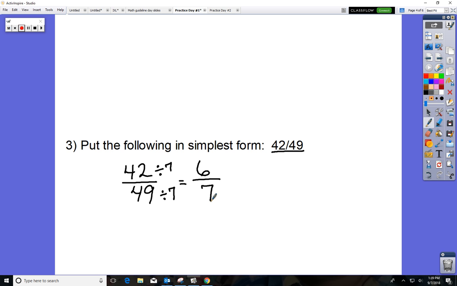So, in this case, the only factor these two numbers have in common is 1. So that means that this is in simplest form. I can't make those numbers any smaller through division of the same number.